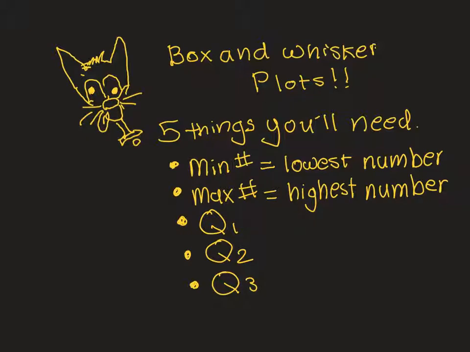Okay, so we got 5 things you'll need. We'll need your minimum number. That's the lowest number of your data set. Your maximum number. That's the highest number in your data set. Your quartile 1, 2, and 3, and that's it. Oh yeah, and then you'll need a number line. I forgot to add that. So there's 6 things you need, not the 5. Your minimum number, your maximum number, your 3 quartiles, and your number line.